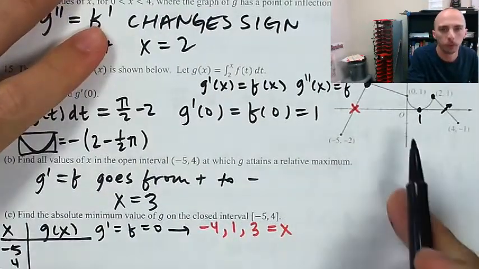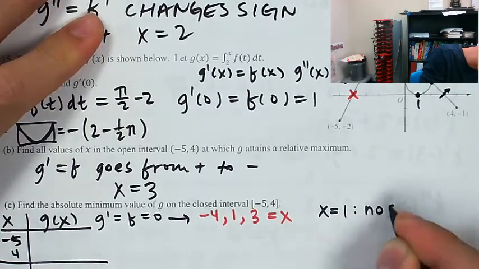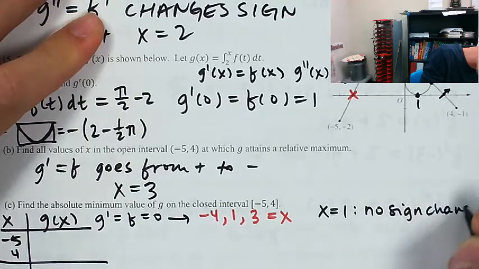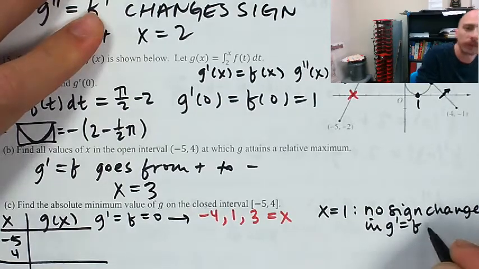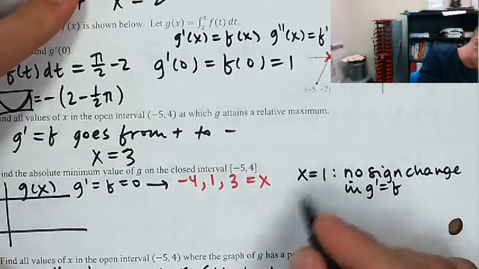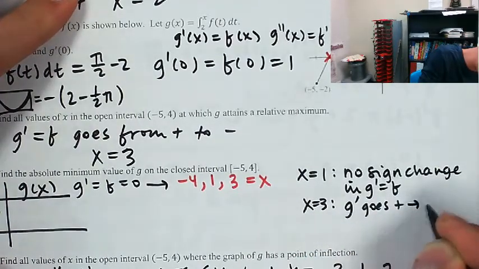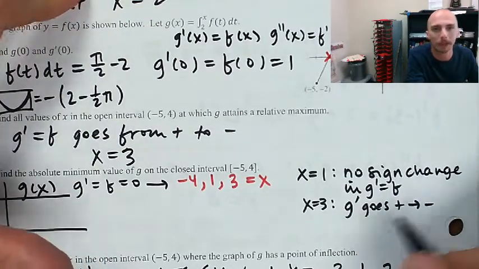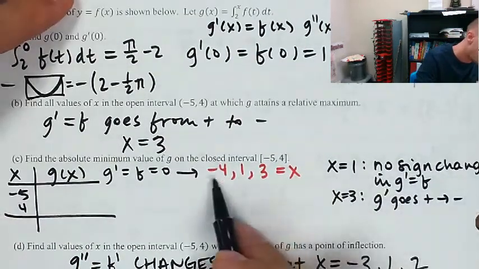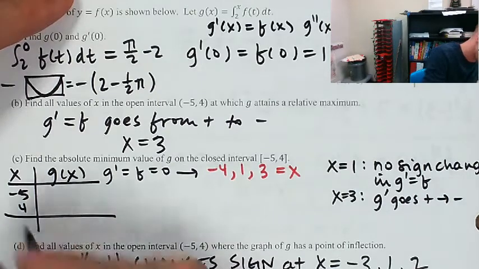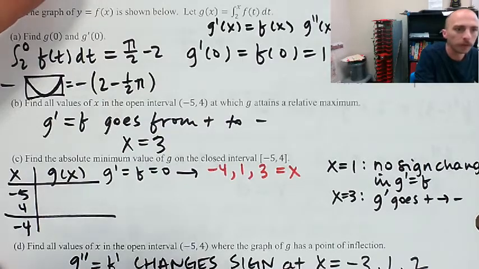Okay, I'm going to exclude 1 and 3. So x equals 1, no sign change in g prime equals f, so it's not an extrema. At x equals 3, g prime goes from positive to negative, meaning it's a relative maximum, meaning it's not a candidate for a relative minimum. So now I'm really only considering -5, 4, and -4. And I'm going to do those now.